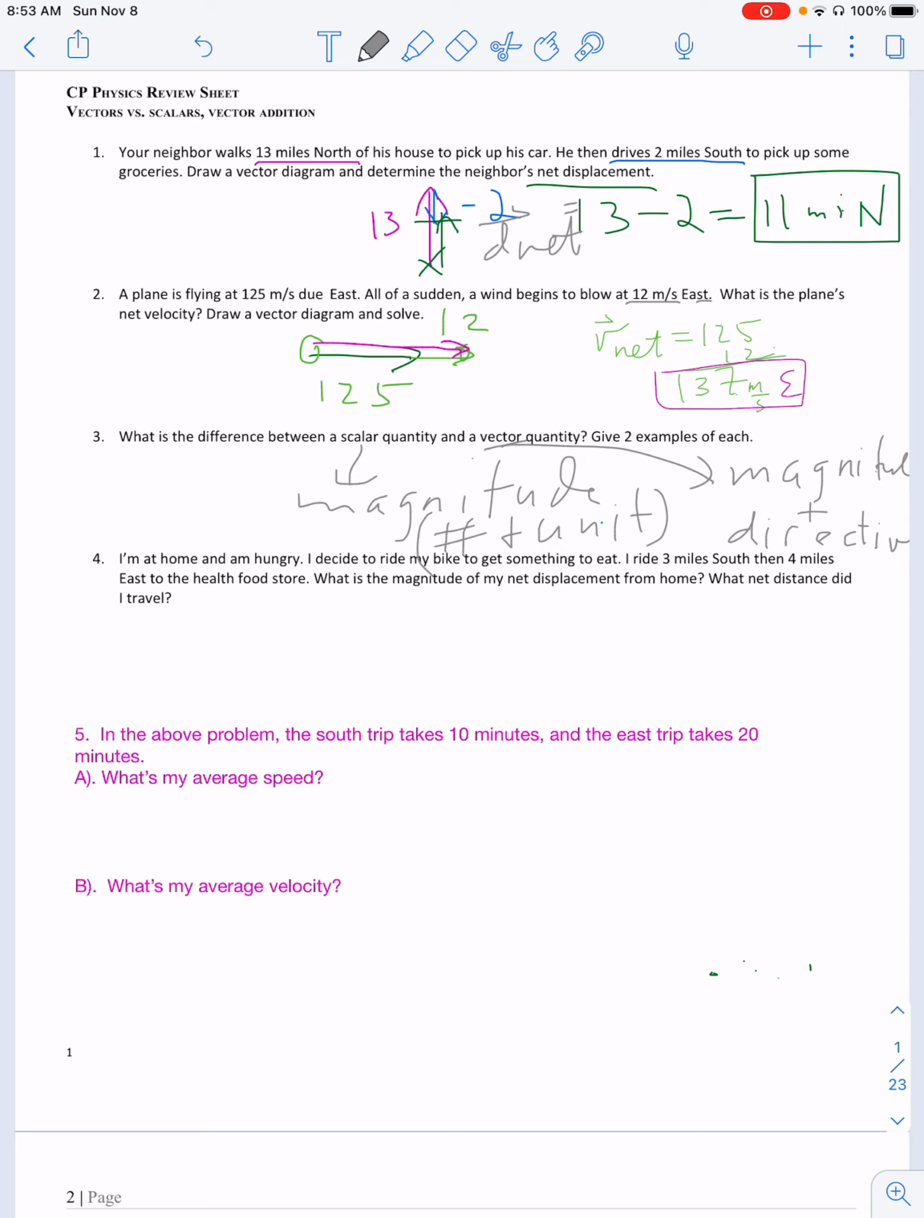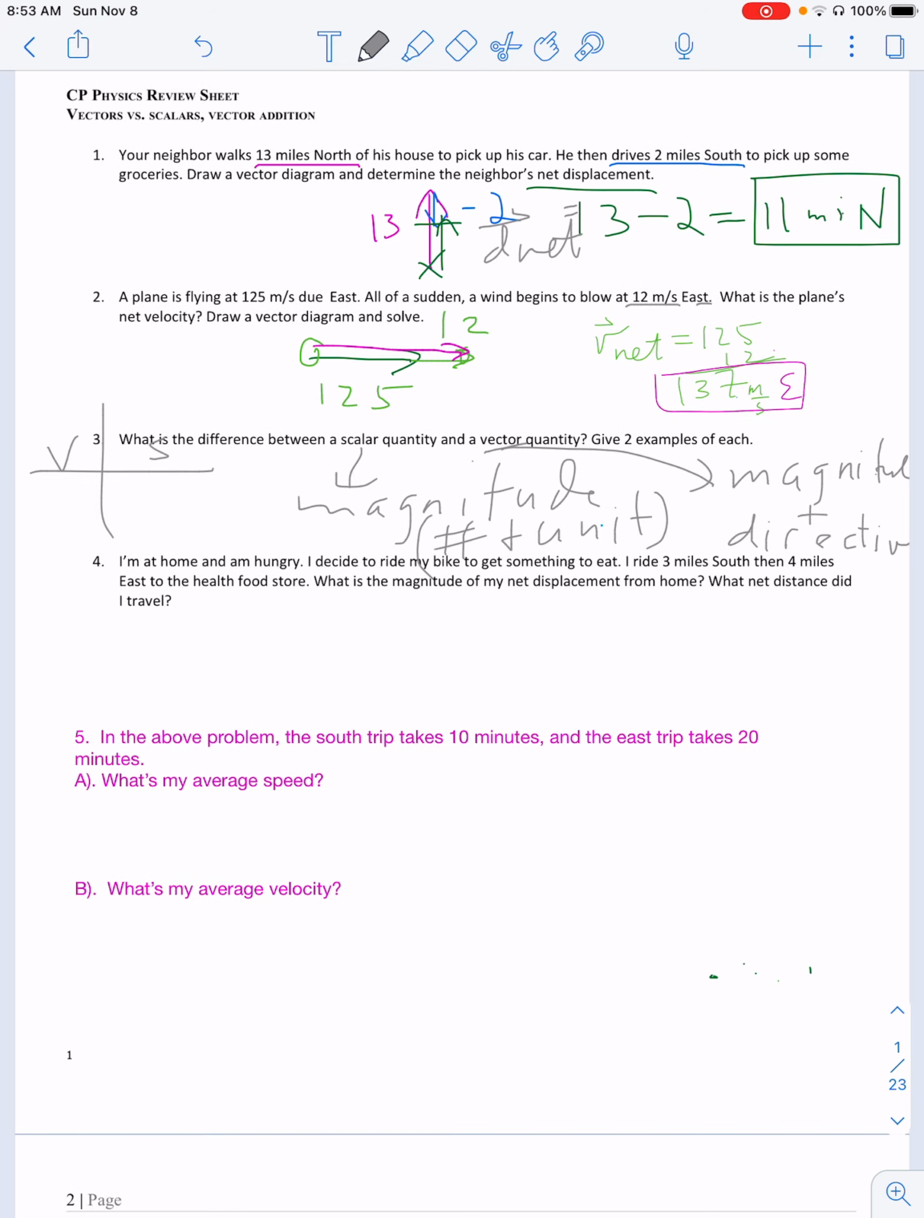So if we were to list some vectors and compare to scalars, scalars would be time, speed. I use the S for speed like Positive Physics did. Distance, mass, and then temperature also, but we're not going to get into that.